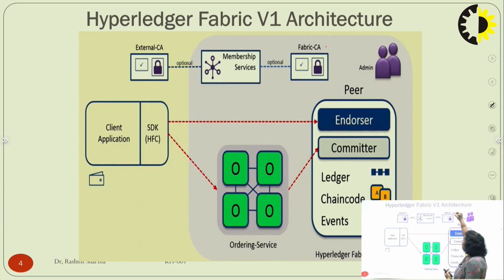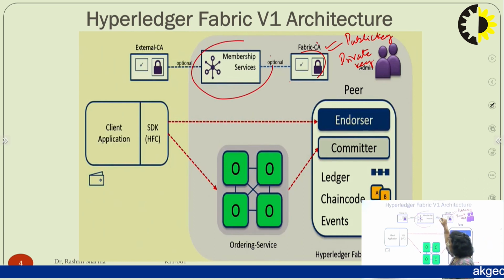Similarly, we have certification authorities which give the members a unique number, along with a combination of the public key and the private key, so that whenever they interact with each other, they use this public key encryption. Here, this is an optional thing. Every Hyperledger Fabric has this Fabric CA, that is, certification authority.